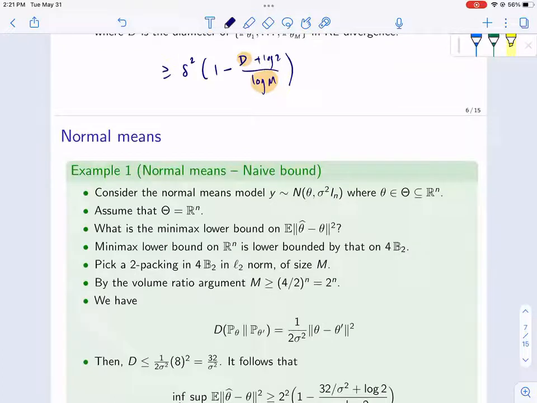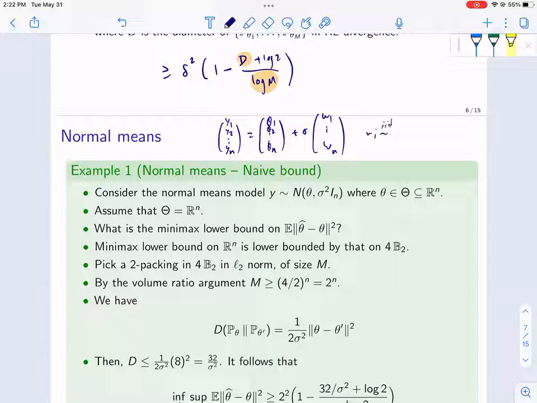So consider the simplest case, the normal means model. Here we have y distributed like normal theta, sigma squared I, right? That's saying basically I have y1, y2, up to yn. This is theta 1 up to theta n plus noise, W1 up to Wn. And the different thetas could potentially be different. And the noise, these Wi's, are IID normal 0, 1.